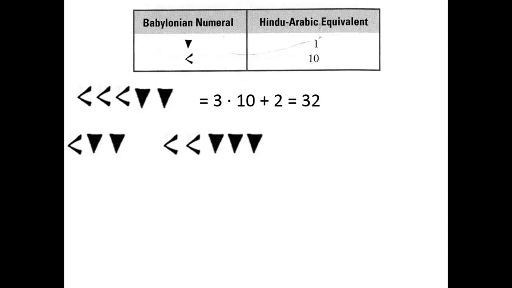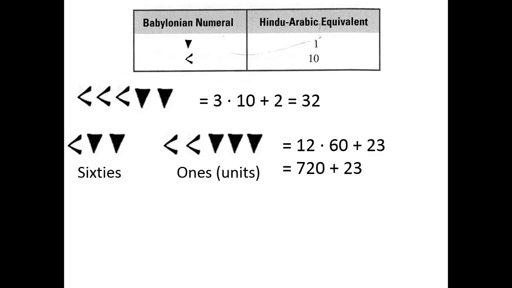Now if we have some groups, then we have to think about the place values involved. So the place value furthest to the right is ones. The place value to the left of that is 60s. So this represents 12 60s and 23 ones, which to us is 720 plus 23, or 743.